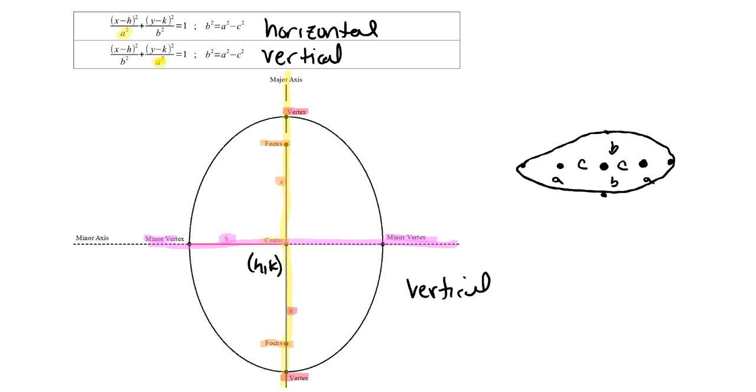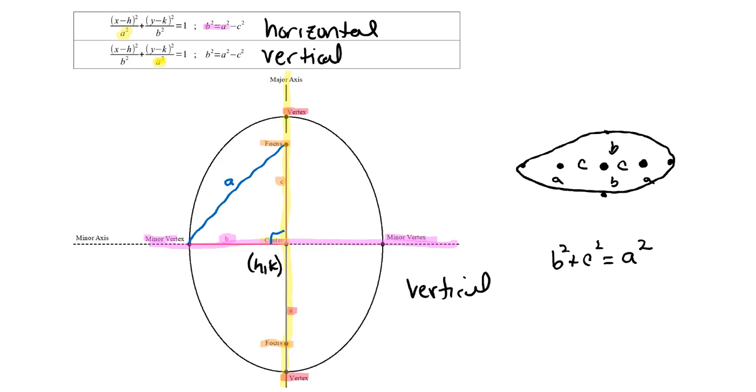One last thing I want to share with you all is that if I connect this focus to the vertex over here, that creates a right triangle. And with a little bit of figuring out, you can figure out that this side has a length of A. And we have three sides of a right triangle. We know Pythagorean theorem allows us to relate those sides. So we can say that B squared plus C squared equals A squared because of the relationship between those sides.